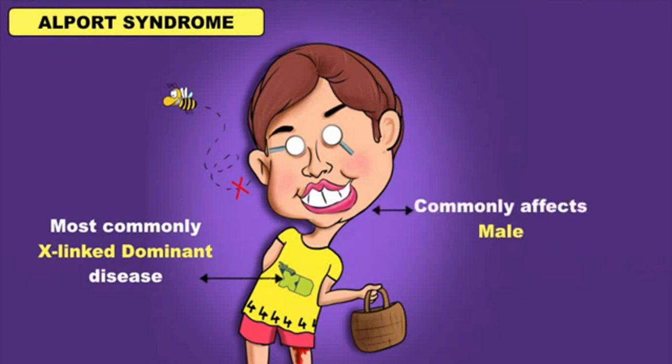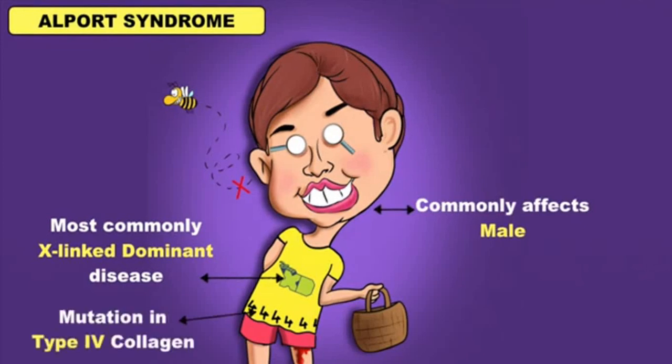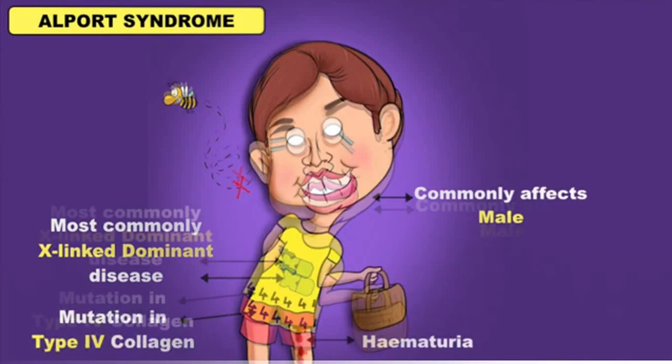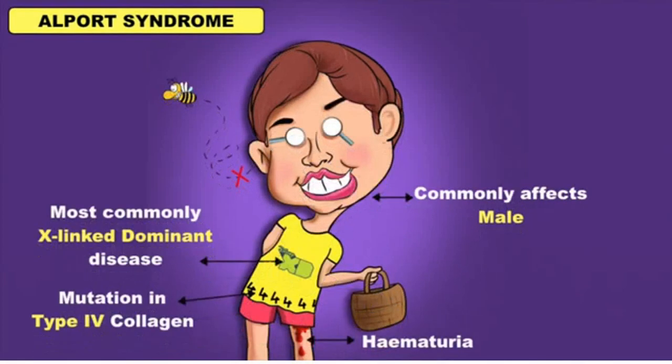The next thing you have to remember is that it has a mutation in type 4 collagen, and the t-shirt shows the digit 4, so you can easily remember that it has a mutation in type 4 collagen. And the next thing you have to remember is that it has hematuria. Hematuria means blood in the urine, and the male shown here has red spots on the thigh, which clearly shows that it has hematuria.